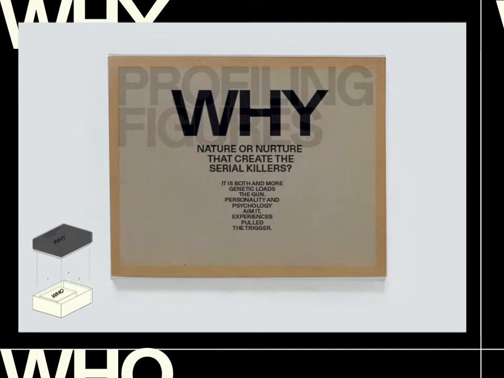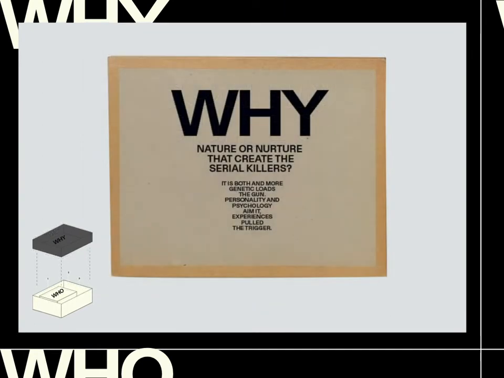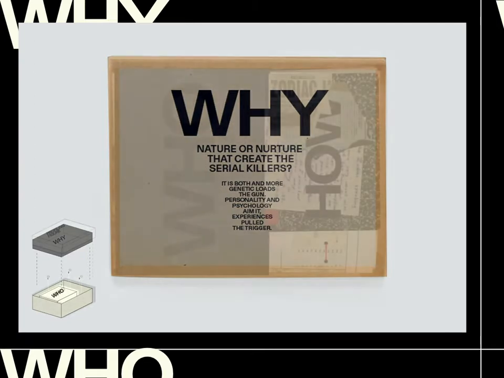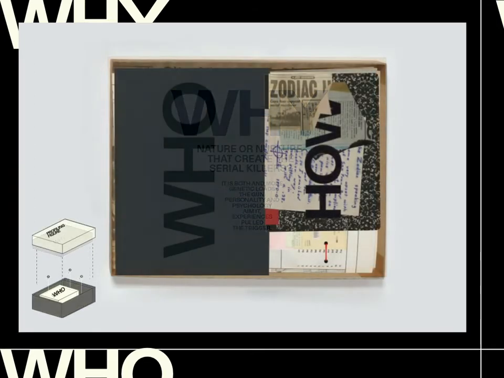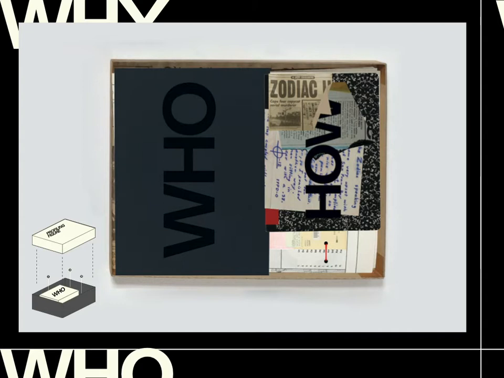For the first foundation of why, it basically explains about nature or nurture that create the serial killers. So it's the combination of two. Genetics loads the gun, personality and psychology aim it, and experiences pull the trigger. This is the back cover of the box. Readers can begin reading from any of the foundations because each set explains different points.